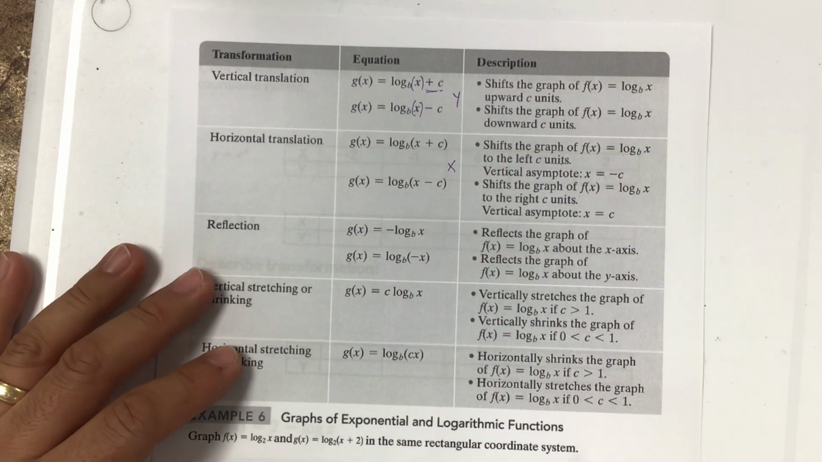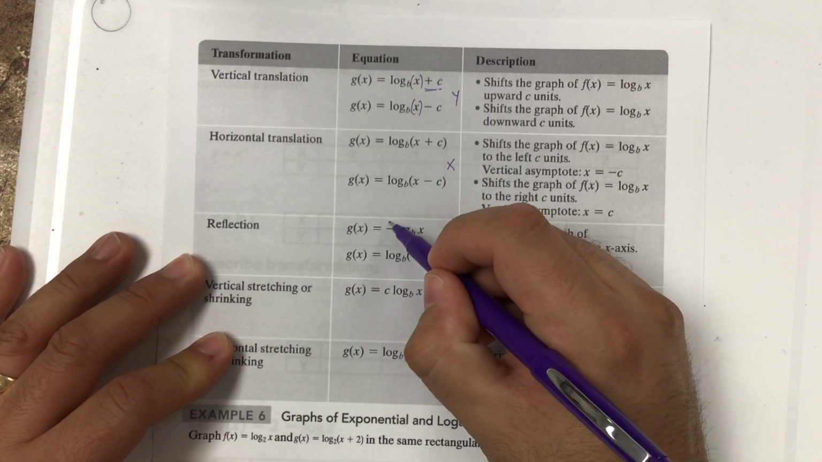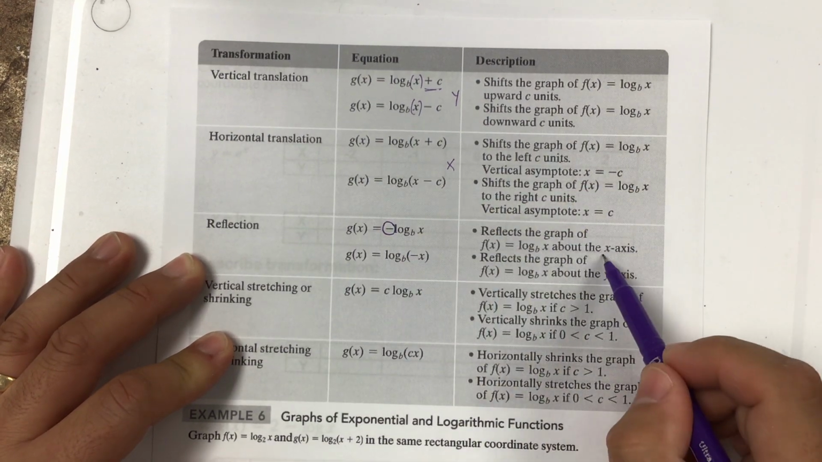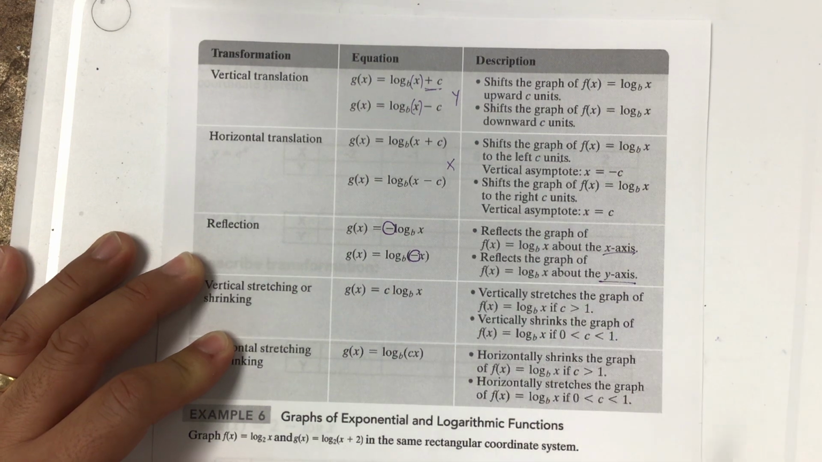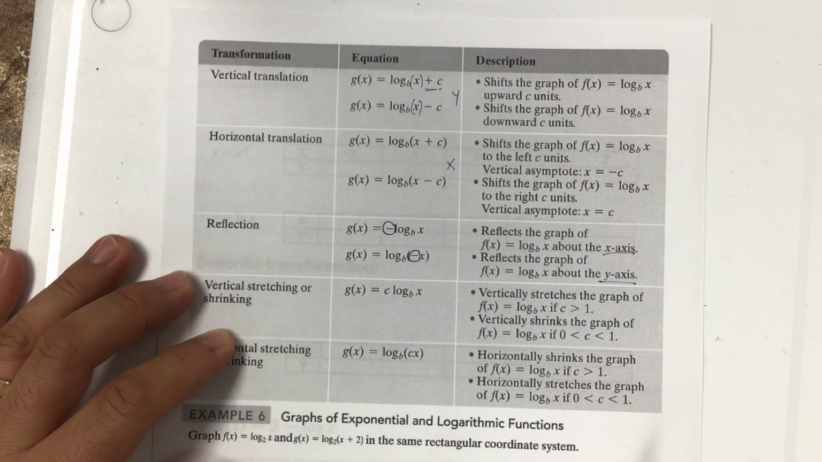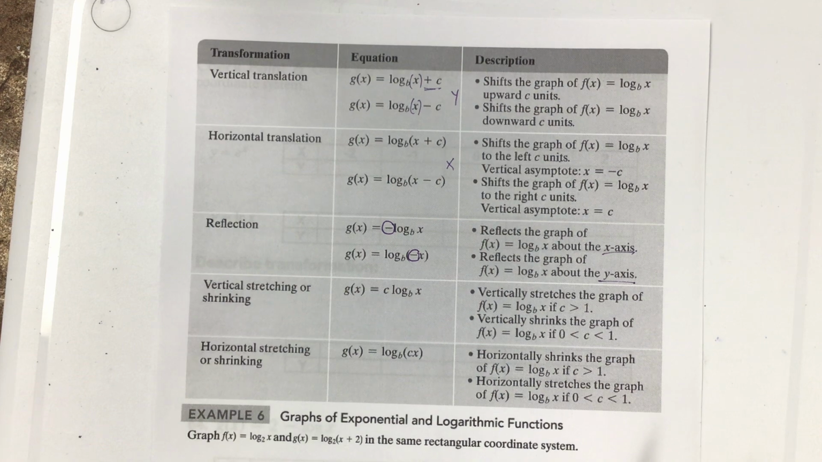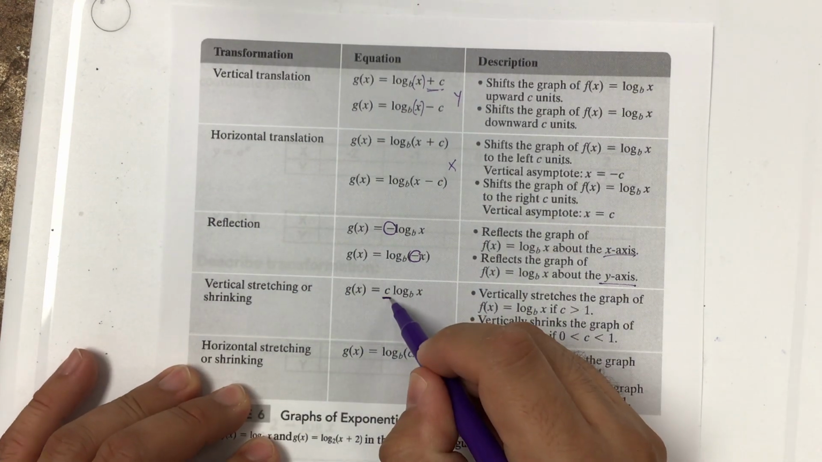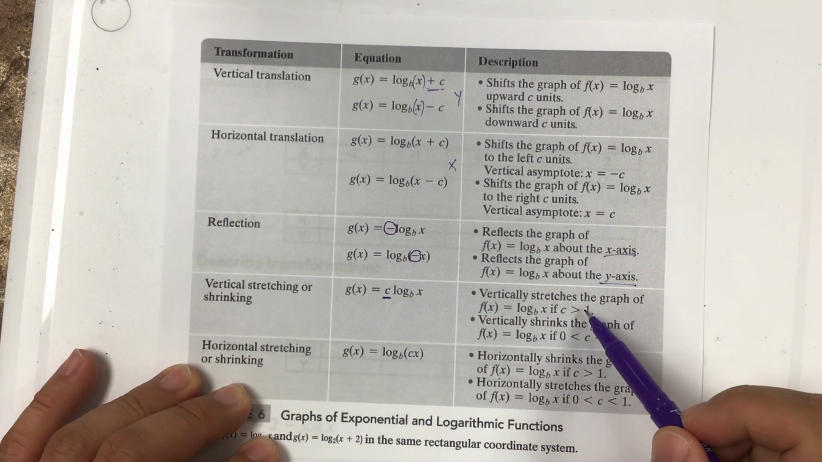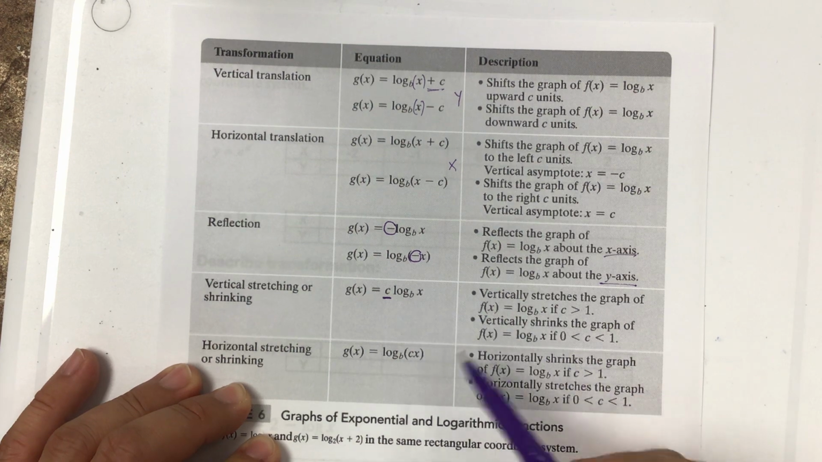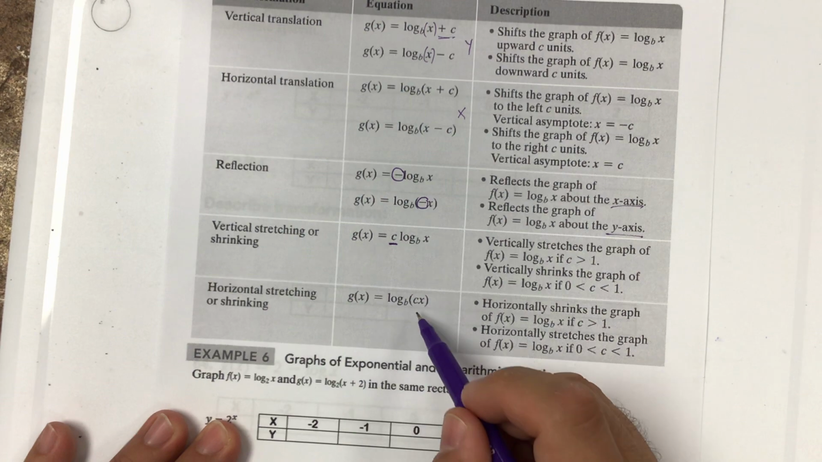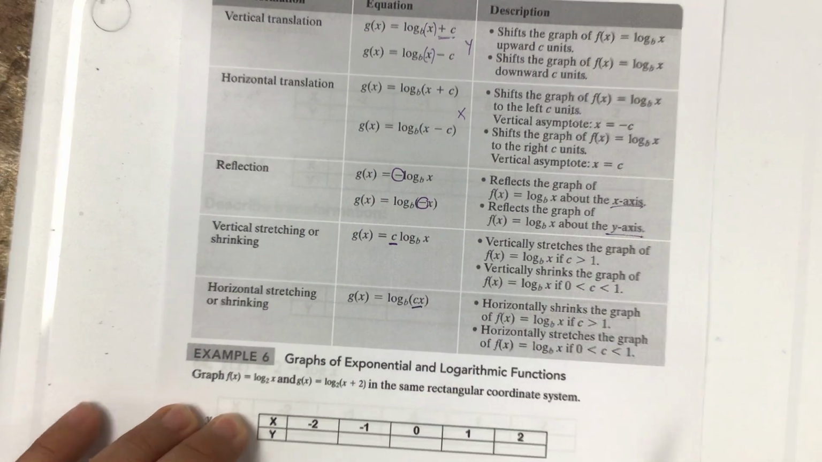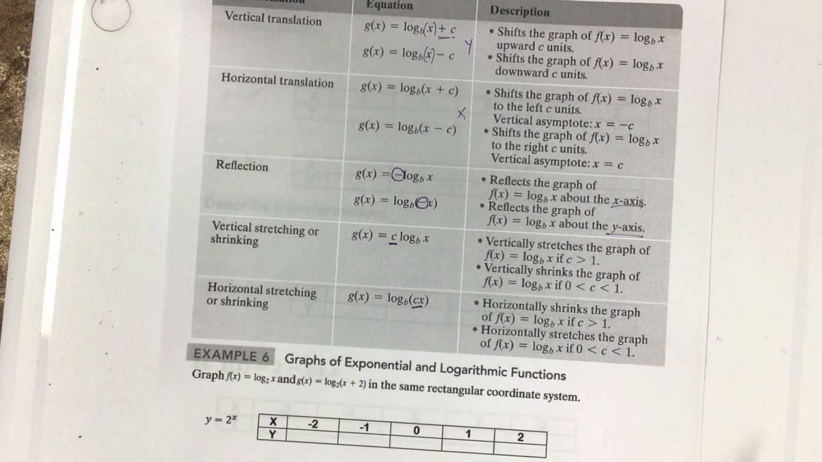Now the reflections, just like the exponential, if it's on the outside, it reflects across the x-axis, and if it's inside, right in front of the x, it reflects across the y-axis. Now your vertical stretch and vertical compressions, those are going to be your C value. Again, if it's greater than 1, it's a vertical stretch. But if it's less than 1, greater than 0, that's your vertical compression. And the horizontal ones would be any constant being multiplied to the x. We would just flip it over and follow those rules again.